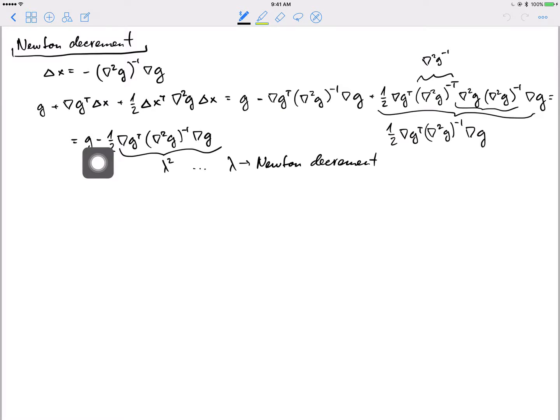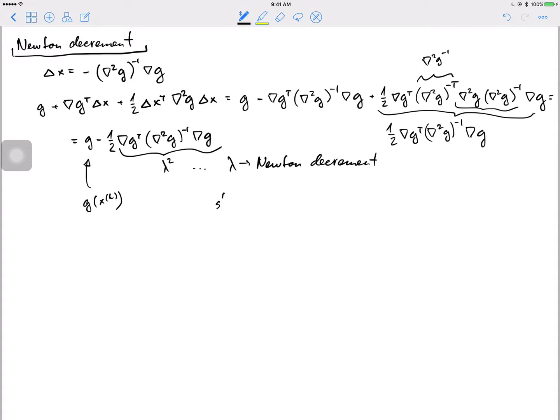The g was the original value of the objective. Maybe now I could write g meant g at xk, right? When xk is my current iterate. All these gradients and Hessians are also evaluated at xk, okay? So this tells me how much the quadratic model would decrease if I take the full Newton step, okay?